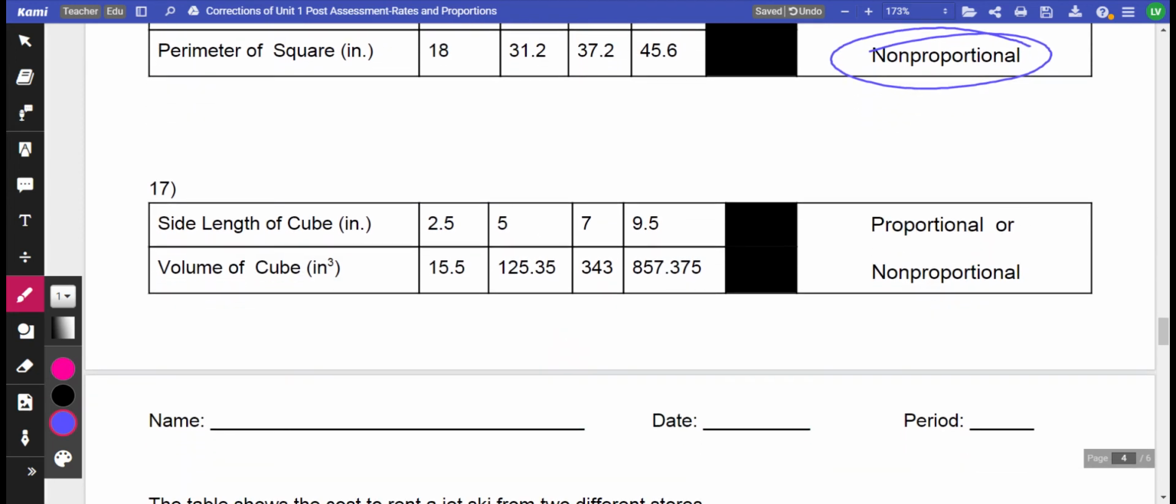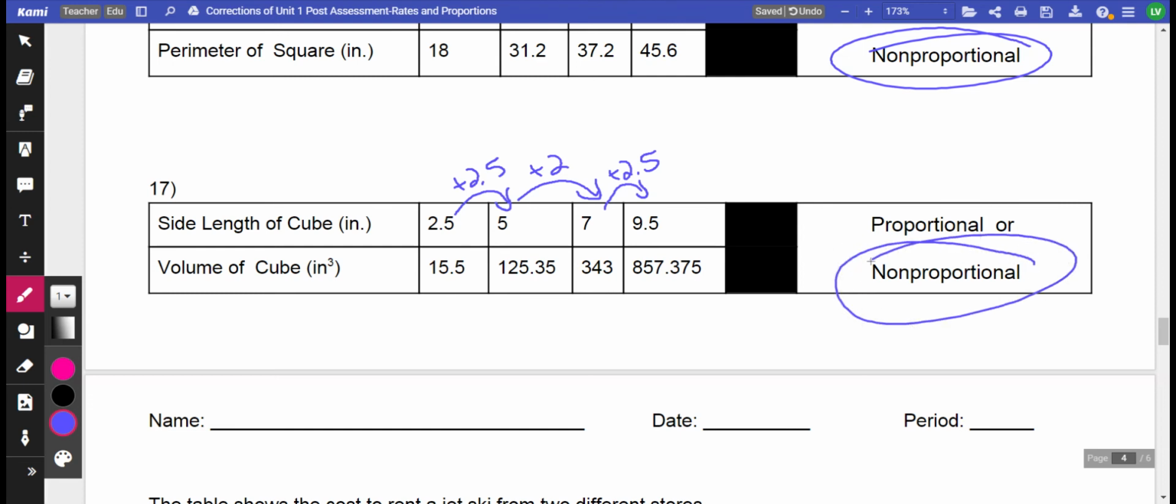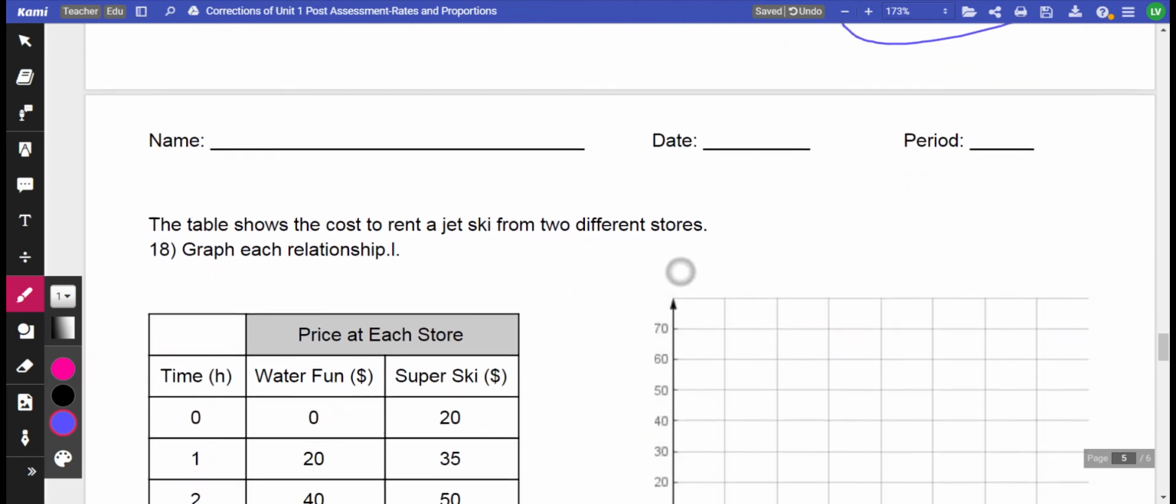All right, number 17, the side length of cube in inches. Well, I'm going to add 2.5. I'm going to add 2. I'm going to add 2.5. Again, I can tell this is not going to be a constant proportionality, or it's not proportional, because my values are not increasing by the same amount.